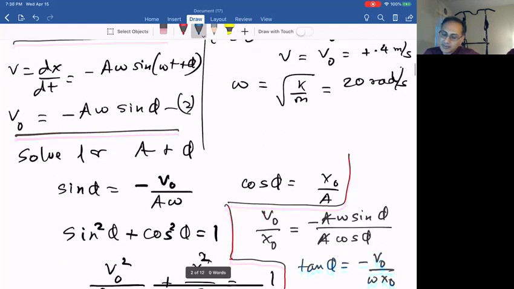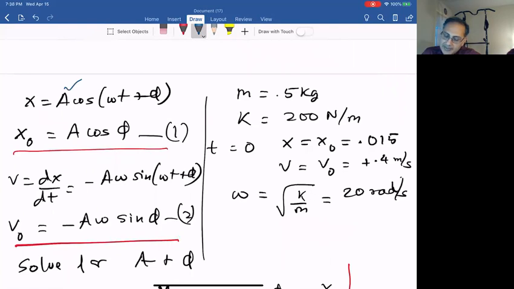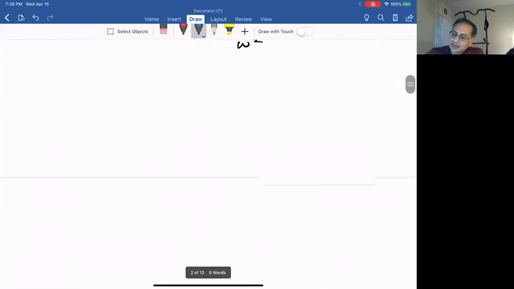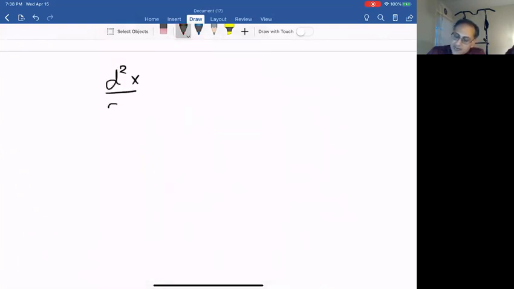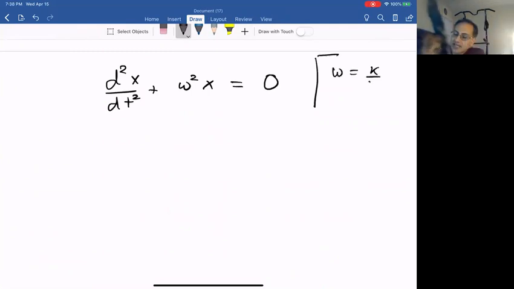Once you've figured out what A is and what phi is, you can plug them into the equation of motion. You already know what omega is, and you get the full equation of motion of this particular simple harmonic oscillator. Hopefully it's clear that the spring-mass simple harmonic oscillator is described by this differential equation: d2x/dt squared plus omega squared times x is equal to zero, where omega is the square root of k divided by m. It's a constant that tells you how fast the system is oscillating. If omega is large, it's oscillating very fast. If omega is small, it's oscillating slowly.